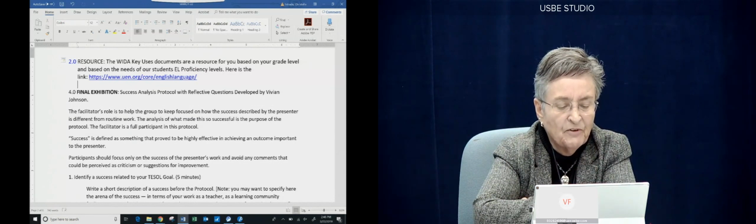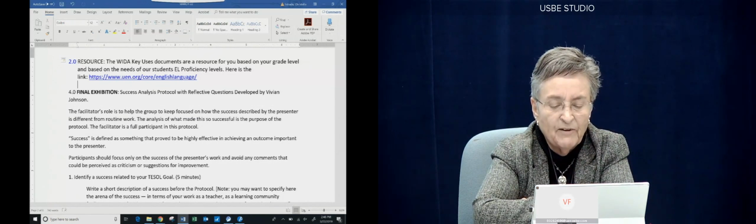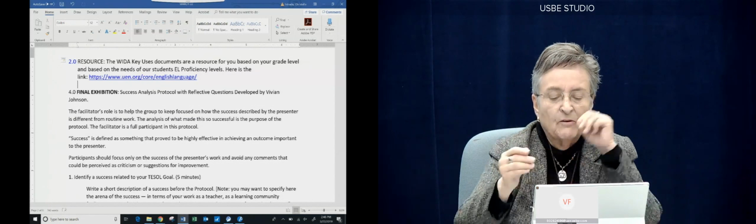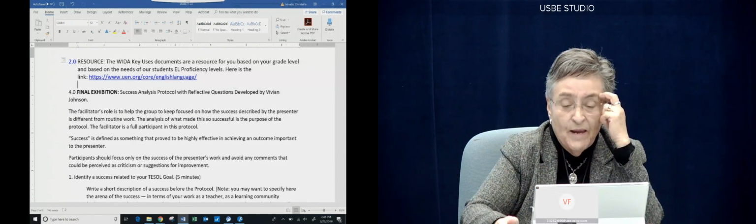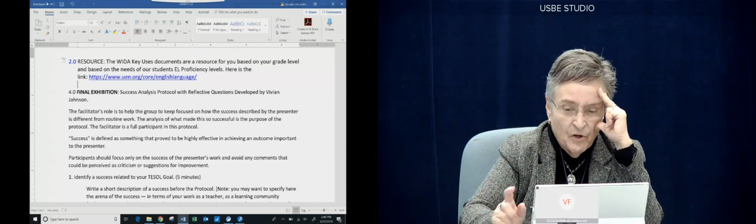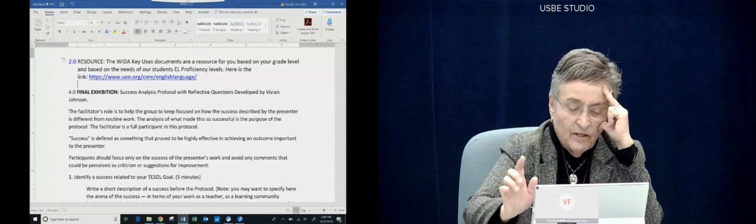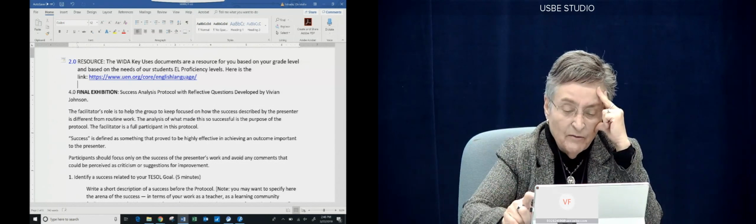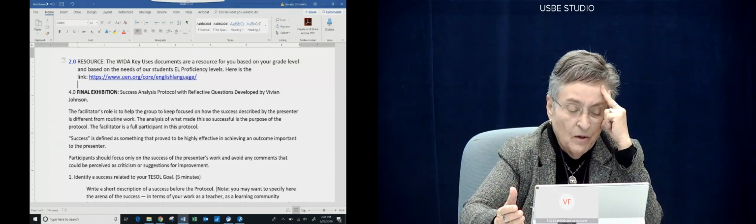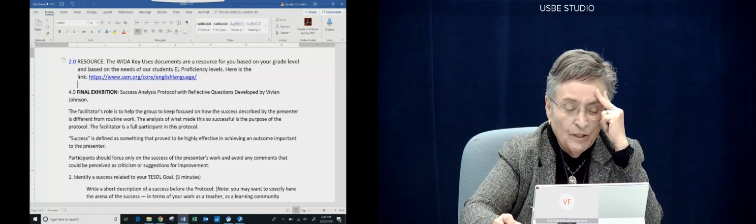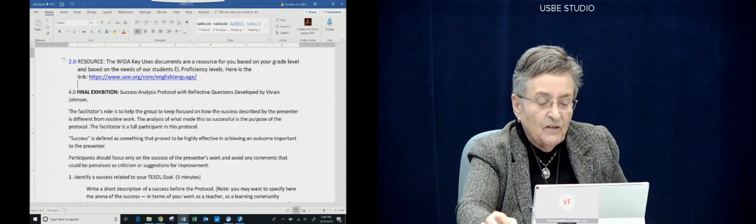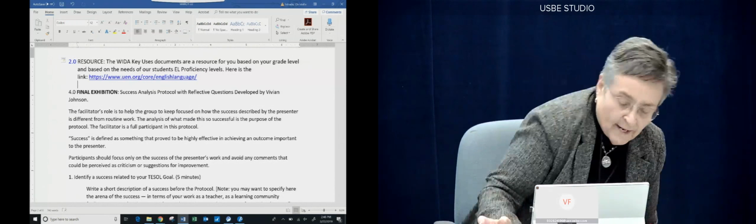But success is defined as something that proved to be highly effective in achieving an outcome important to the presenter. Now remember, the outcome is based on the goal that you've identified that you're going to share with us. So participants should focus only on the success of the presenter's work and avoid any comments that could be perceived as a criticism or any suggestions.